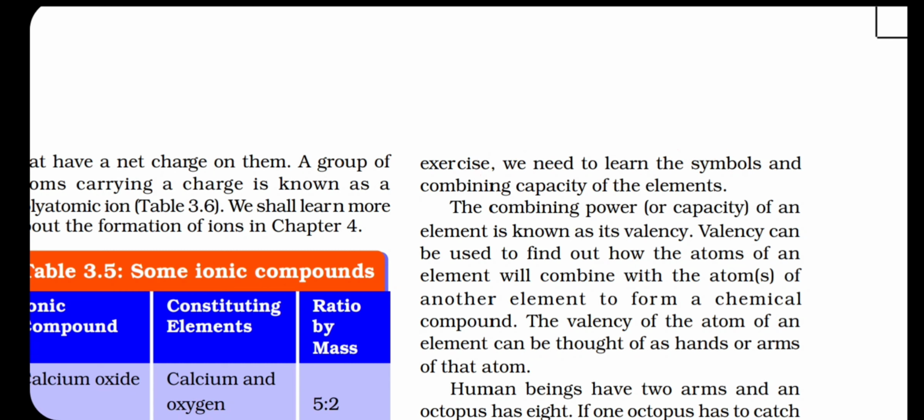So what is the valency of an element? The combining capacity of an element is known as its valency. The valency can be used to find out how many atoms of an element will combine with the atoms of a different element to form a chemical compound. The valency of an atom of an element can be thought of as the hand or the arm of an atom.